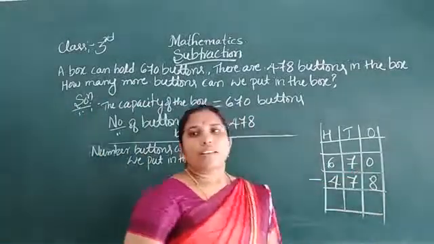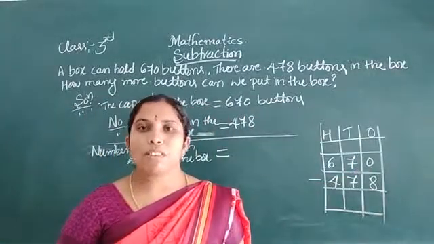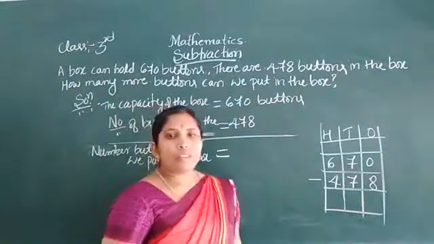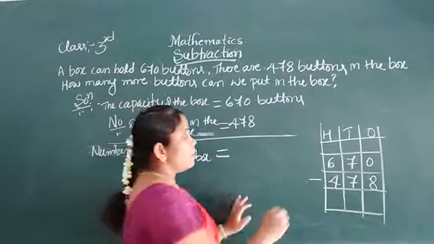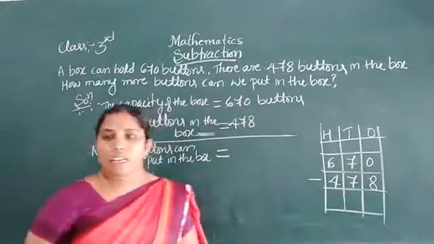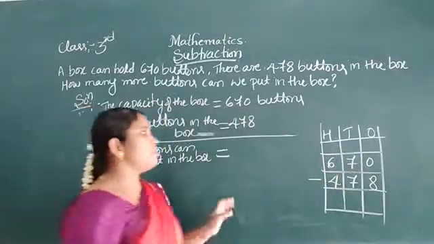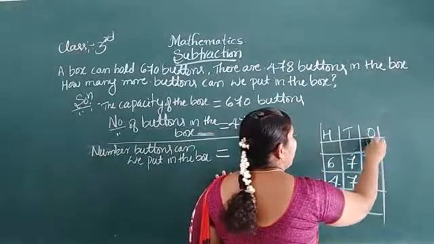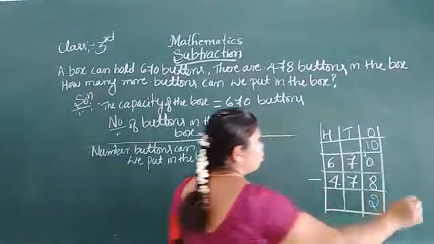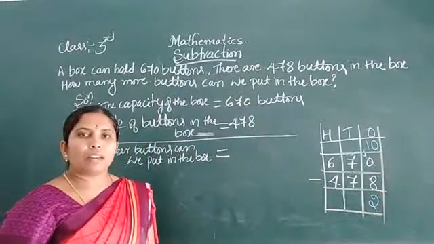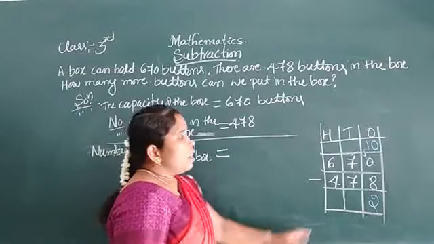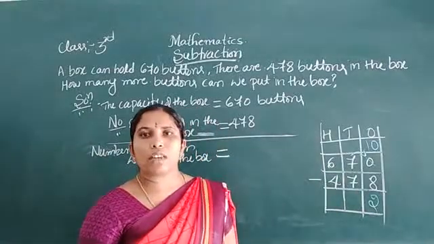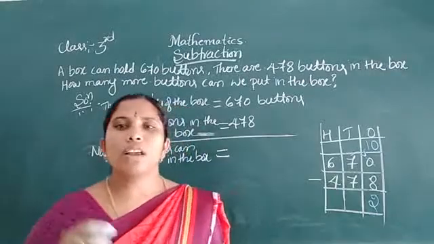See, 0 minus 8, it is not possible. So take borrow from the neighbor digit. 1 borrow equals 10, so 10 minus 8 equals 2. Then this 7 becomes 6 because it gave borrow to the neighbor digit.